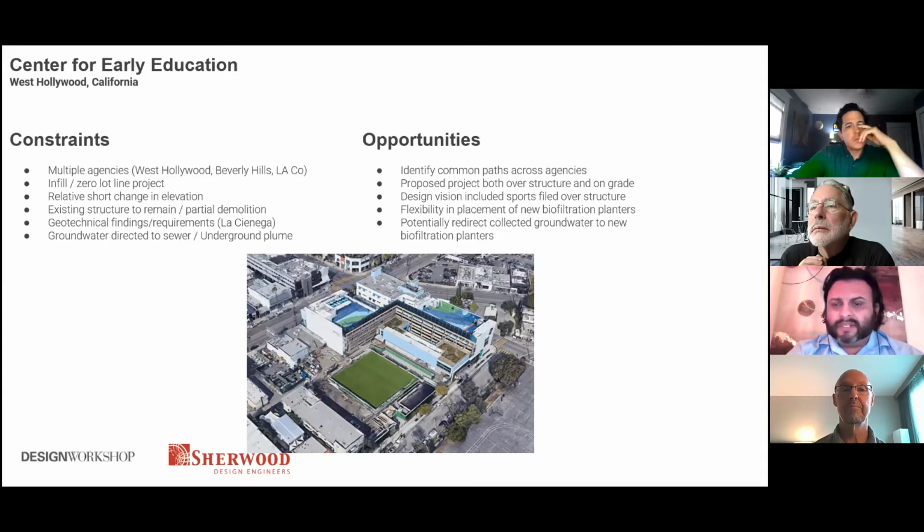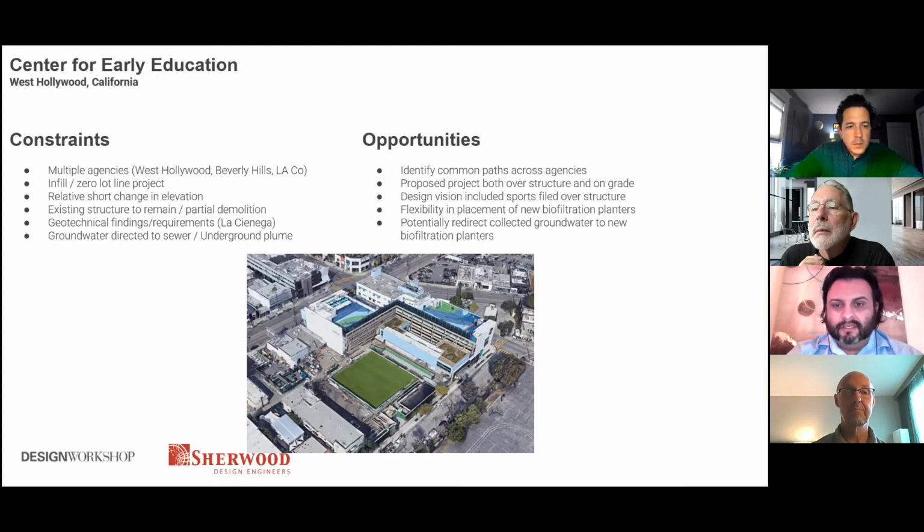Relatively flat site, which brings its own set of challenges as opposed to a steep site, right? And again, also some of the geotechnical findings and requirements. One of the key aspects with this one is the natural environment before development was there. La Cienega, which is the name of the street nearby, La Cienega means it's basically a wetland. That is what the ecological environment was before the city expanded into this area, right?